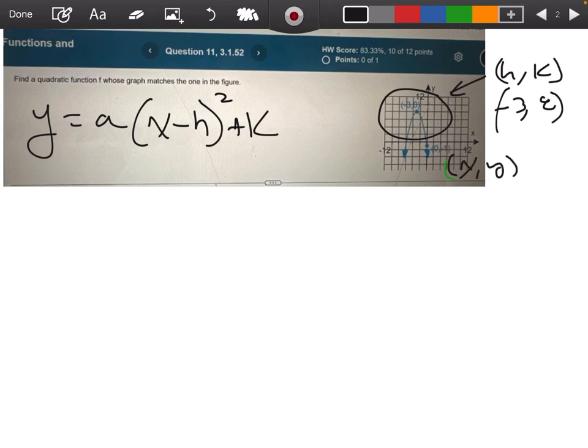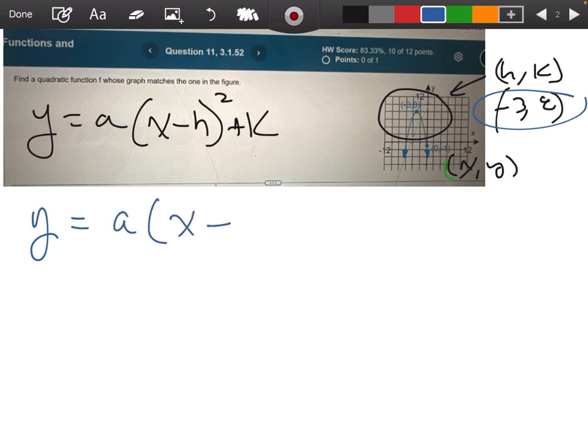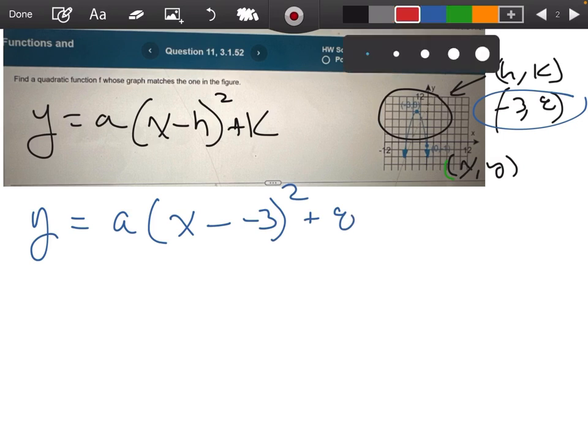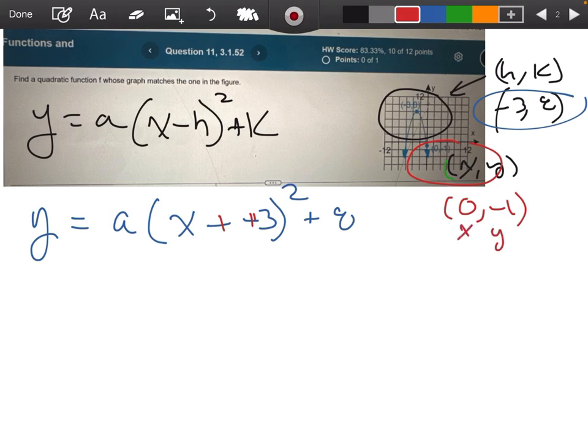First thing I'm going to do, y'all, I'm going to come back here and plug those numbers in. So we got y equals a(x minus -3) squared plus 8. We know that minus and minus makes it plus. Now, y'all, we're going to take this point right here. That point looks like it's (0, -1). So where we have an x, we're going to put a 0. Where we have a y, we're going to put a -1.